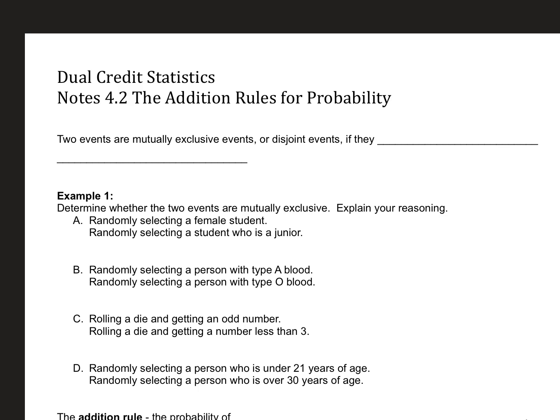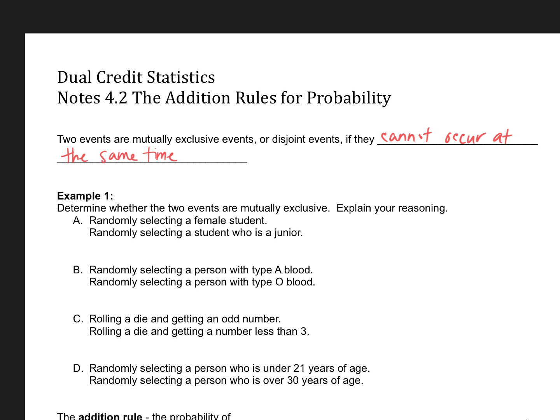Two events are mutually exclusive or disjoint if they cannot occur at the same time. So in our 4.1 homework on the probability with your blood, the different types of blood, you cannot have both type A and type O blood. You can only have one. Therefore, those two events are called mutually exclusive.